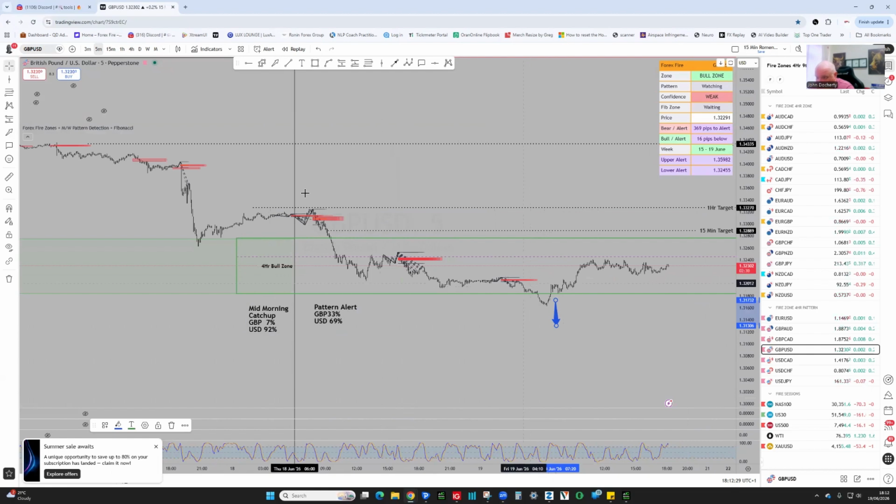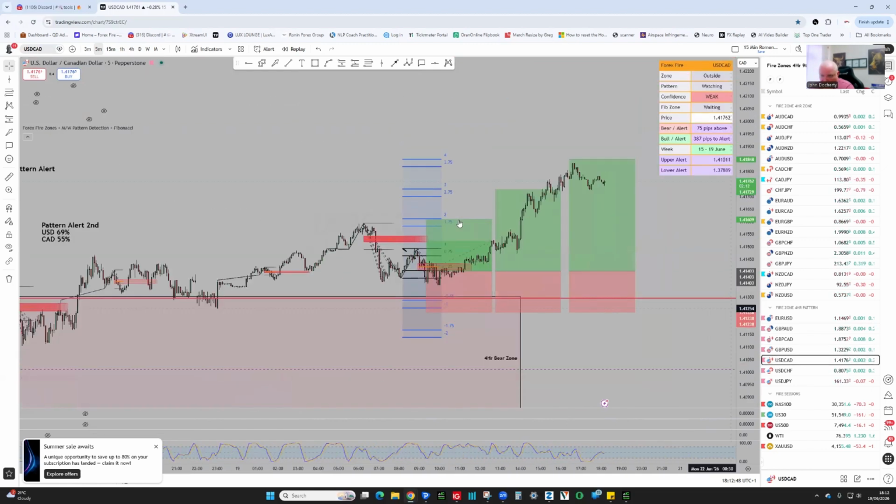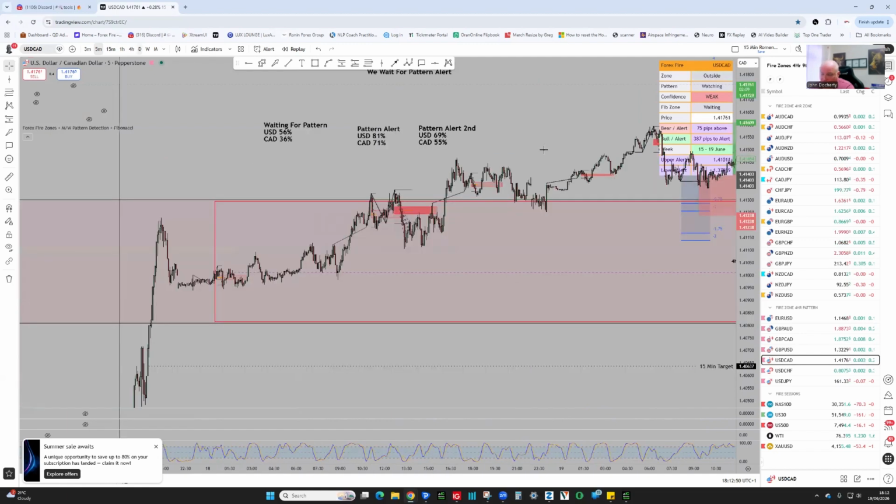You see here, this is where the sells were. While we were in this green zone, it would have been buys only, but no sell pattern came in after we broke through this. So this obviously kept us out of a trade as well. The USD CAD, now this one's done really well, okay? We were looking for a potential sell.